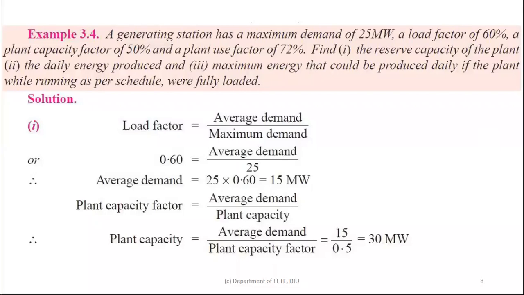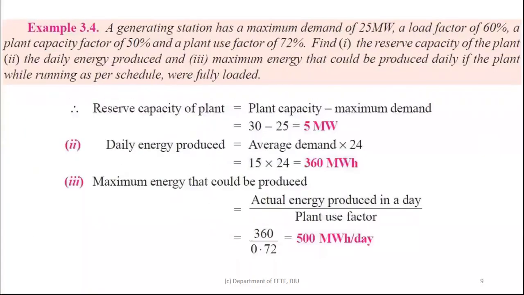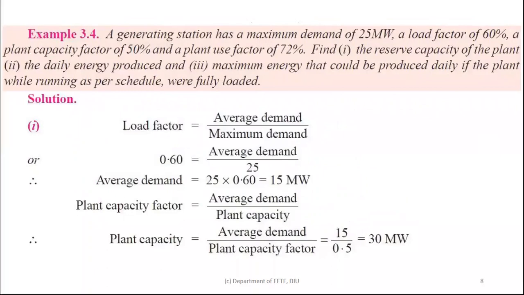A little bit bigger one, but not the very tough one. Very easy mathematics. At first, try to read the question. The generating station has a maximum demand of 25 megawatt. Load factor is given as 60%. Plant capacity factor is 50%, and plant use factor is 72%.